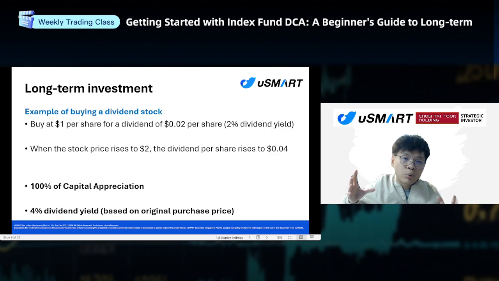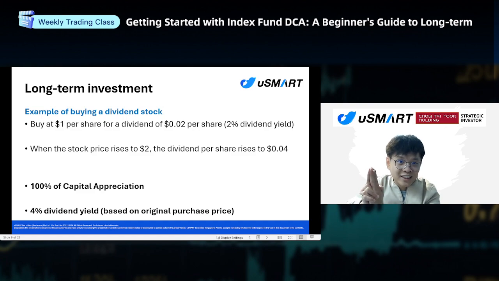But what if the price of the stock goes from $1 to $2? Your capital doubles, right? And the doubled capital is what we call capital appreciation. So that makes it 100% capital appreciation. And the dividend yield is still 2%. That is what makes it different. And now the dividend that you get is 4 cents per share, instead of the 2 cents per share previously.